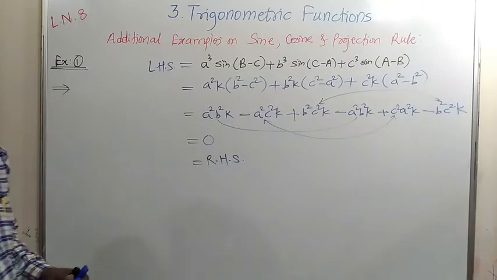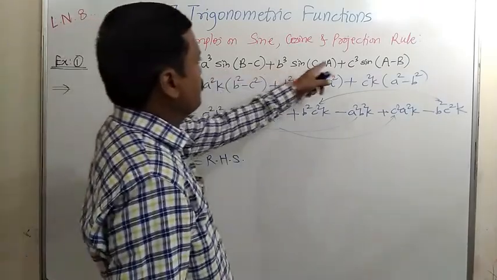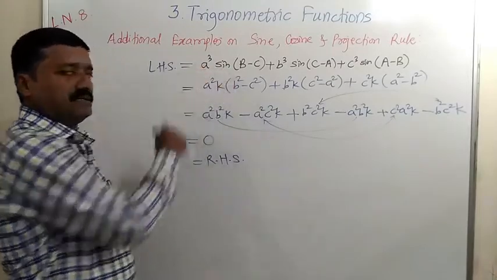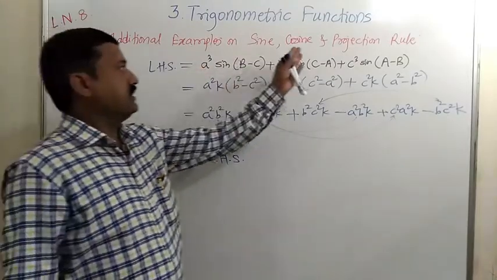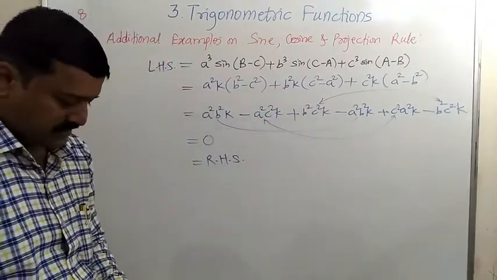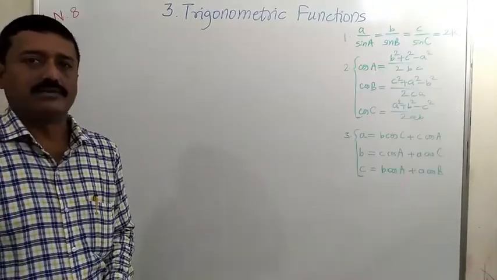So in such examples, if three terms are given which are in cyclic order, then you first simplify only the first term, and similarly you can write the results for the second and third and take the addition, and you will get the RHS. Okay, now let us see example number 2.